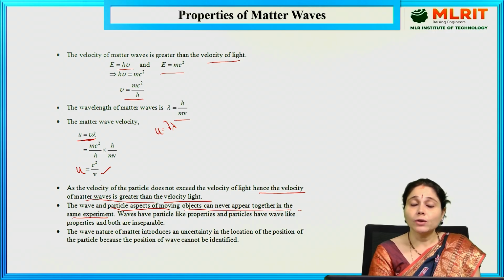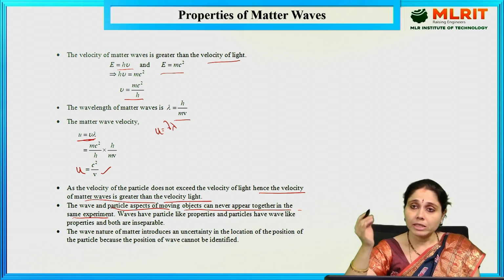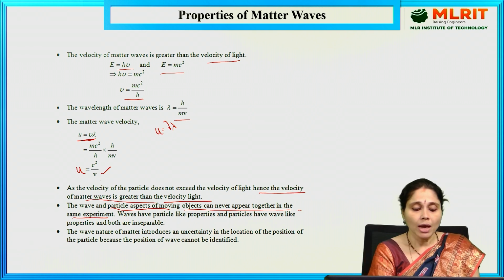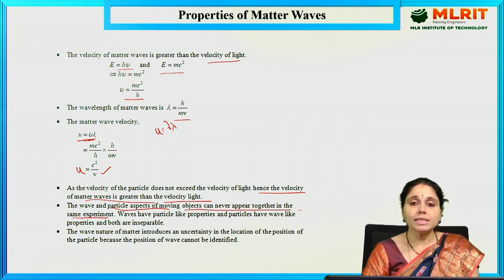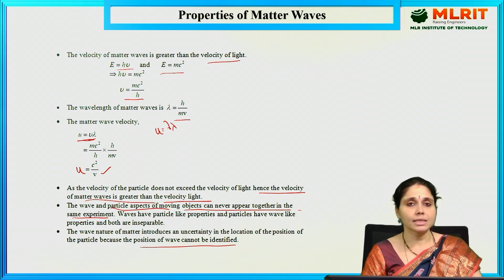This we need to remember here. The wave and particle aspects of moving objects can never appear together in the same experiment. Waves have particle-like properties and particles have wave-like properties. Both are inseparable. So, we cannot separate the particle-like properties of a wave and the wave-like properties of a particle. The wave nature of matter introduces an uncertainty in the location of the position of the particle because the position of the wave cannot be identified. This is about Heisenberg's uncertainty principle that we will learn in the next lecture.